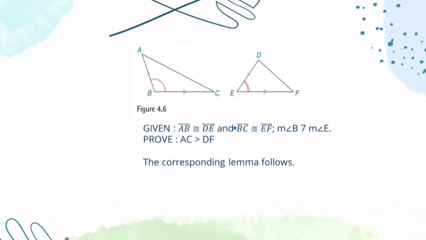the following relationship is found in lemma 4.1.7. Given segment AB is congruent to segment DE and segment BC is congruent to segment EF, if the measure of angle B is greater than the measure of angle E, see figure 4.6. Proof: AC is greater than DF. The corresponding lemma follows.